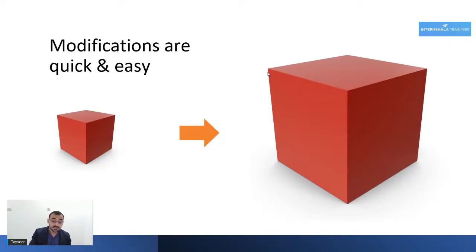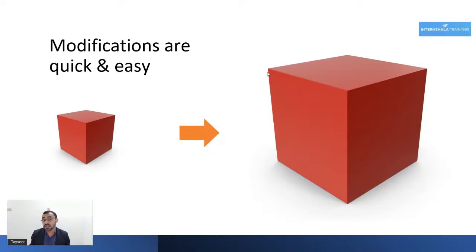Right? And this comes in as the first major advantage of parametric modeling, and that is it makes it so easy and so efficient to go through design modifications throughout our design cycle.